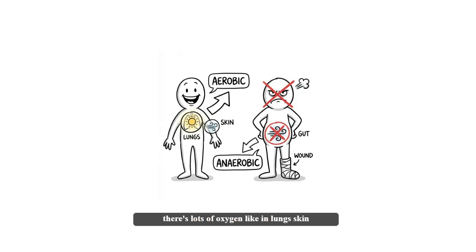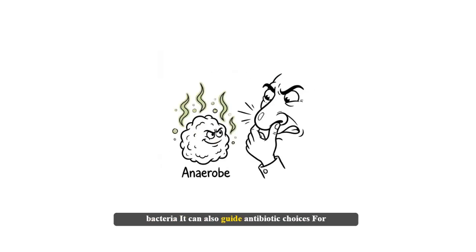If there's lots of oxygen, like in lungs, skin surfaces, it's more likely to be aerobic bacteria. If it's low oxygen areas like deep wounds, abscesses, like the pockets of an abscess, or deep tissue, gums, the bowel, or diabetic foot infections, it's more often going to be anaerobic bacteria. It can also guide antibiotic choices. For example, some antibiotics cover aerobes well, but not anaerobic bacteria, and vice versa.